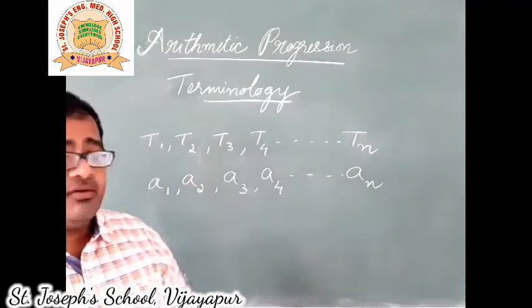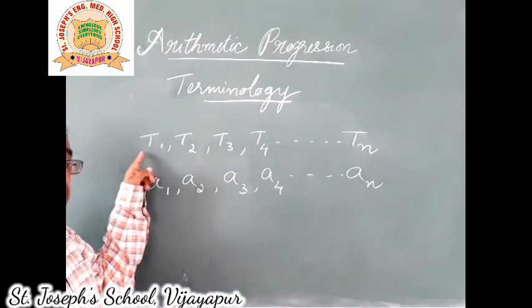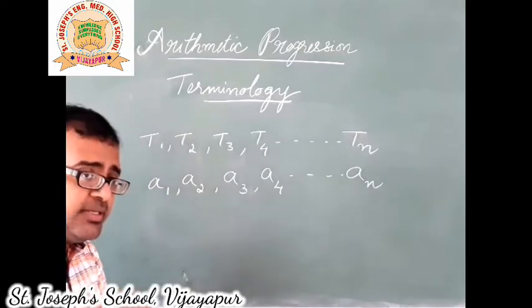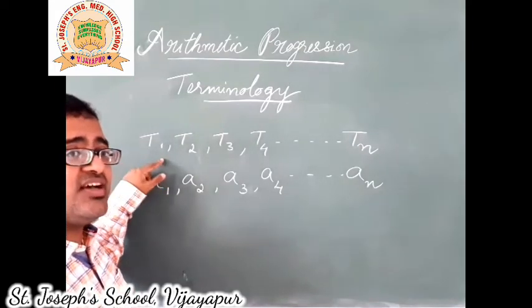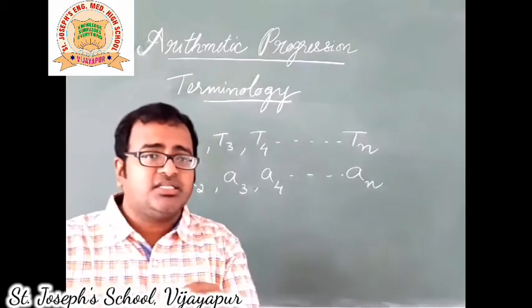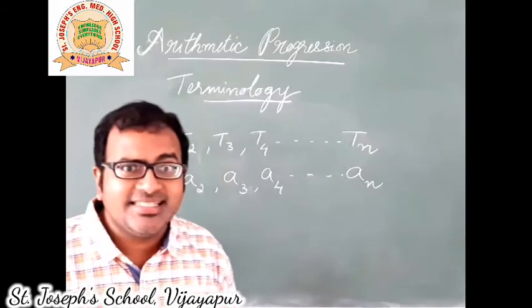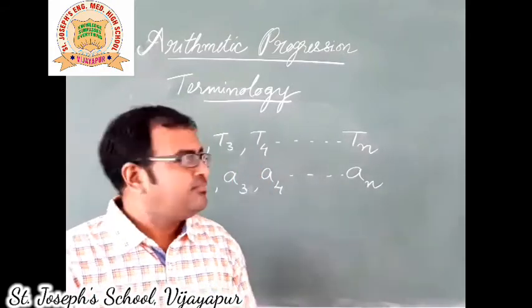In the first one, we read this as T1 or the first term. I repeat, it is not term 1, it is called as first term. So here T2 is nothing but second term. T3 is third term. T4 is fourth term.